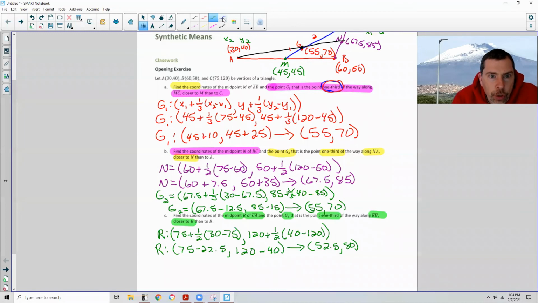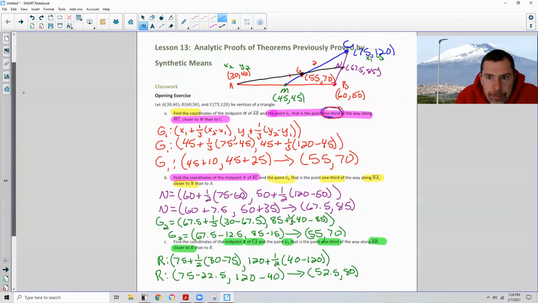All right, now when I do the one closer to R than B, G3, 1/3 of the way along RB, well, what did we just find? We just found the midpoint of CA. So where is C in our diagram? It's right here, so let's draw that. I'll use, what haven't I used yet? Green in my diagram. So if this is CA, we just found the midpoint R, which is the point 52.5, 80. Okay, so that's this point on this green line, halfway between A and C.